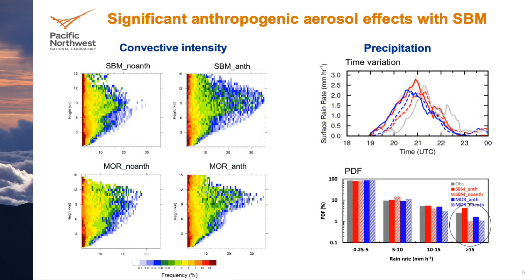With the spectral beam scheme, we see a significant invigoration effect on convective intensity and precipitation by anthropogenic aerosols. However, this aerosol effect is much weaker in Morrison scheme.